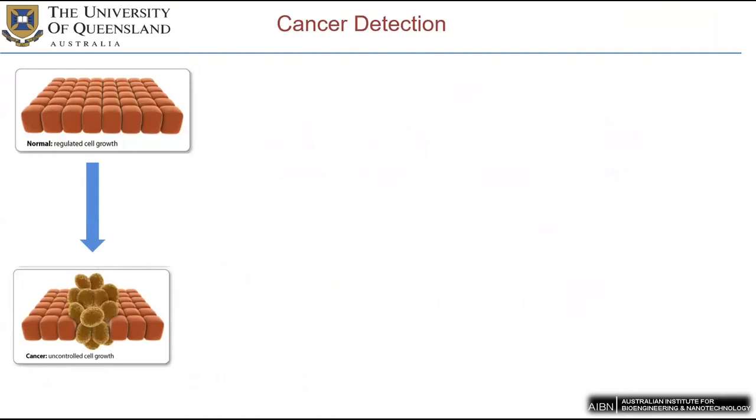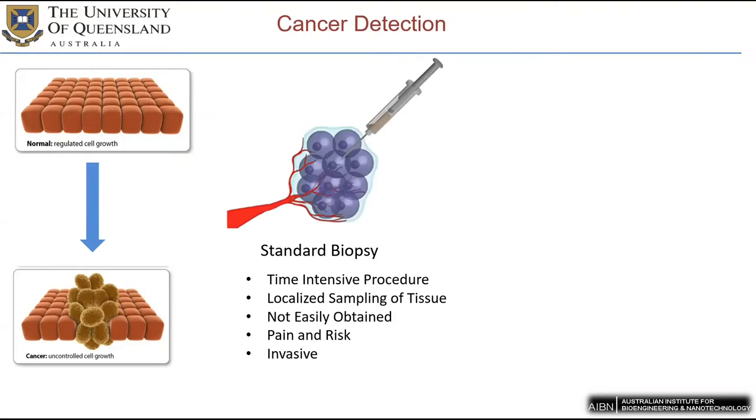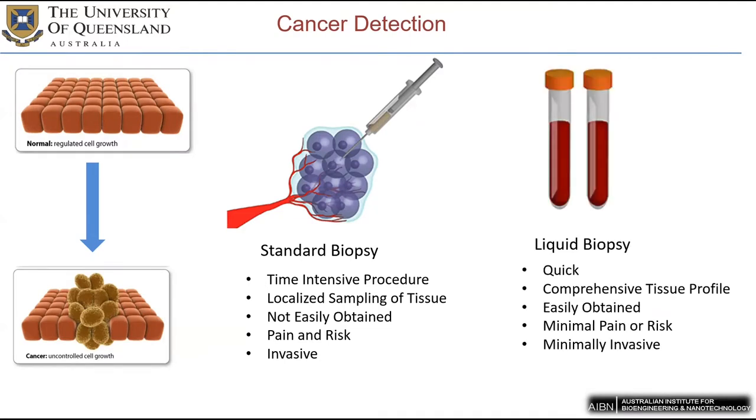So how does cancer detection work? We all know that cancer is a disease that involves uncontrolled growth of cells, and if you can detect it early, you can significantly reduce the mortality burden. Now, current cancer detection techniques usually involve a standard biopsy, which is a time-intensive procedure. It includes local sampling of tissue, it involves pain and risk, and most importantly, it is invasive. In the case of liquid biopsy, everyone is looking for a liquid biopsy test for cancer which is quick, gives a comprehensive tissue profile, is easily obtained, involves minimal pain or risk, and is minimally invasive.